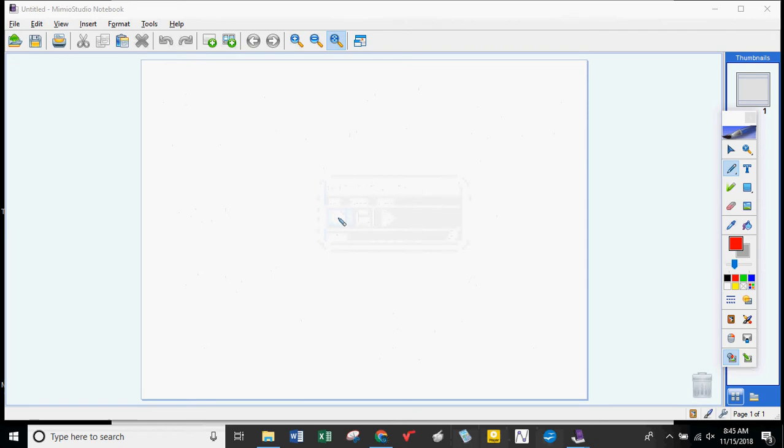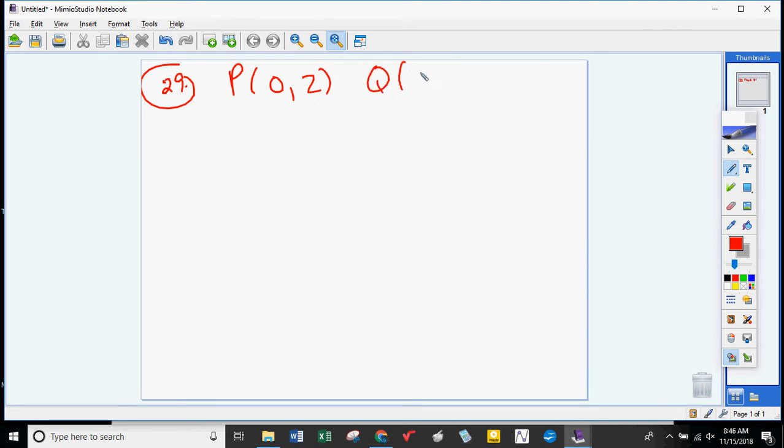All right, this is question number 29 on your homework, where you're asked to find the perpendicular bisector of the segment that goes through the given points. So the 2 points they give you are 0, 2, and 6, negative 2. So the first thing I'm going to do is find the midpoint.